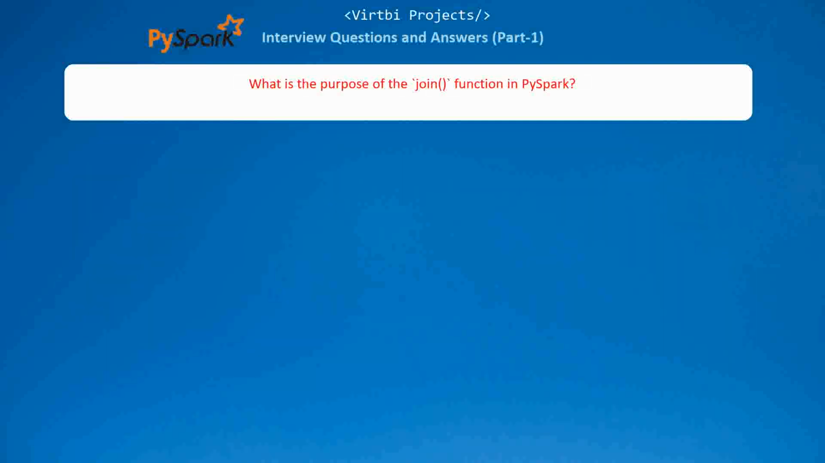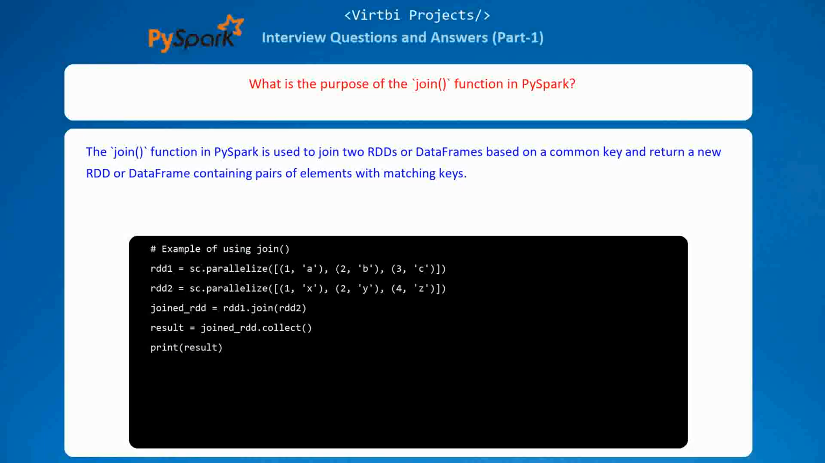What is the purpose of the join function in PySpark? The join function in PySpark is used to join two RDDs or data frames based on a common key and return a new RDD or data frame containing pairs of elements with matching keys. In this example, we use the join function to join two RDDs based on their first components.